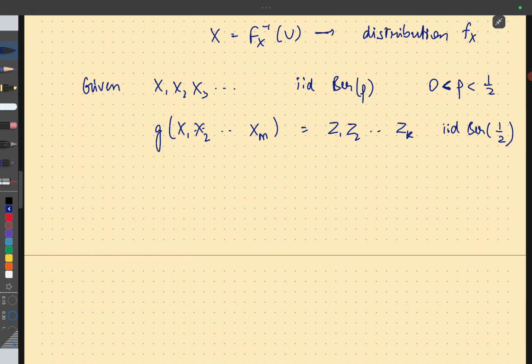So here is one algorithm that allows you to do that. I do the following. So I take two, so suppose I do the following.